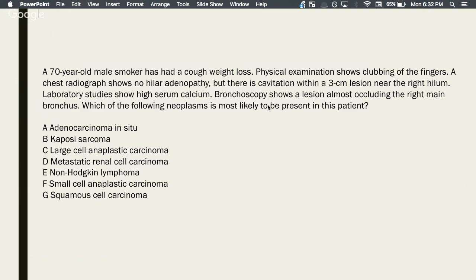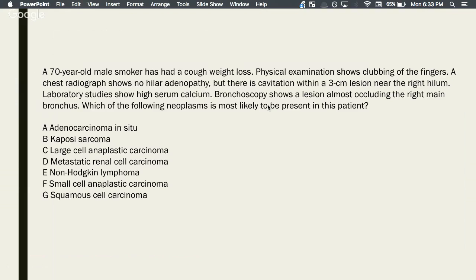Okay, so this question. There's a lot going on in the question, but basically it comes down to a high serum calcium and which lung cancer is associated with high calcium.